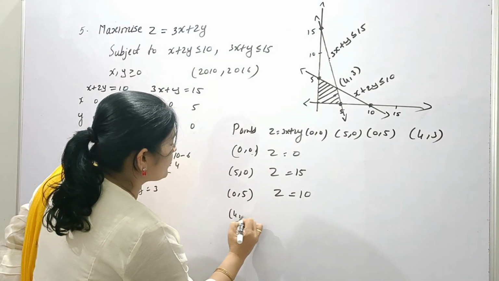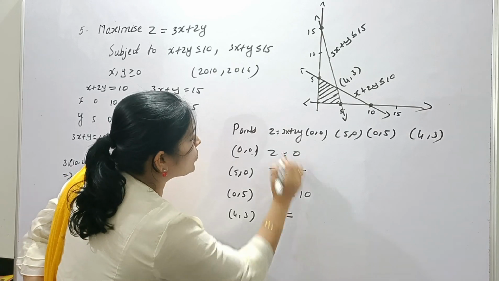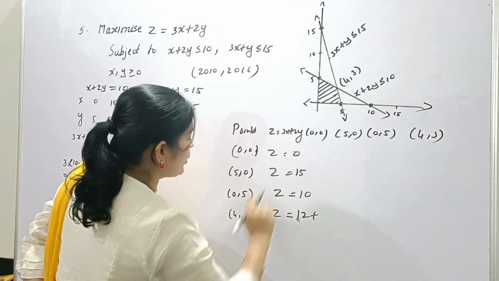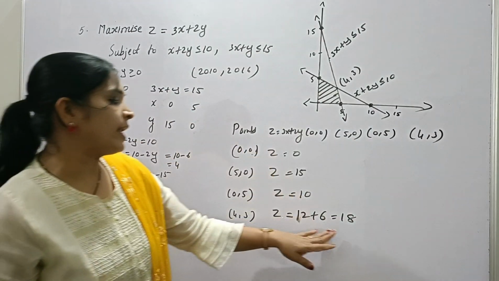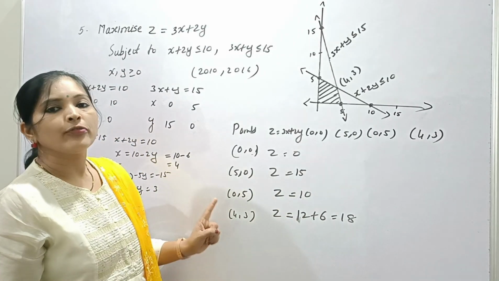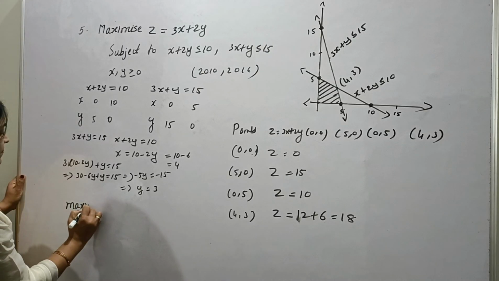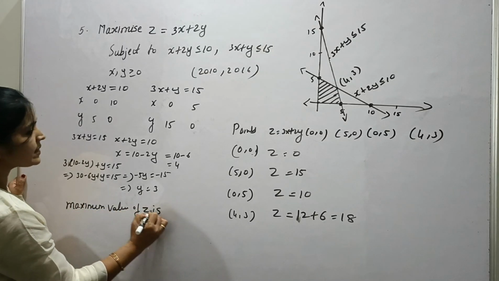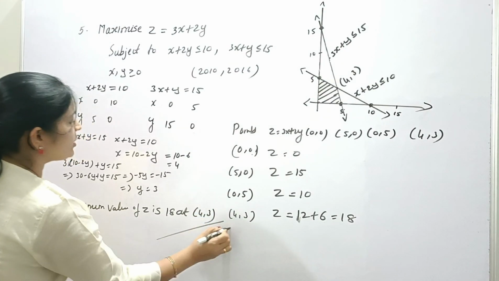Next 4, 3. Put x is equal to 4. Z is equal to 3 into 4, 12. Okay. Plus 2 into 3, 6. That is 18. Okay. So which is the maximum value? See, maximum value of z is 18. At which point? 4, 3. Okay. Therefore, maximum value of z is 18 at 4, 3. Okay. At the point 4, 3.